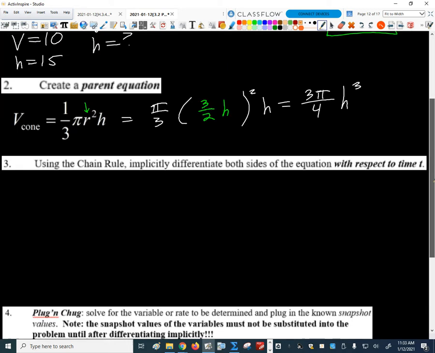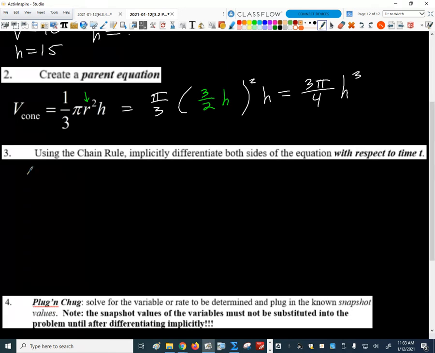So from here on out, this isn't going to be a big deal. We've got our parent function that we're going to differentiate. V of H equals 3/4 pi or 3 pi over 4 H cubed. So what is V dot then? What am I going to get for V dot here, Sydney? If I differentiate this with respect to T.